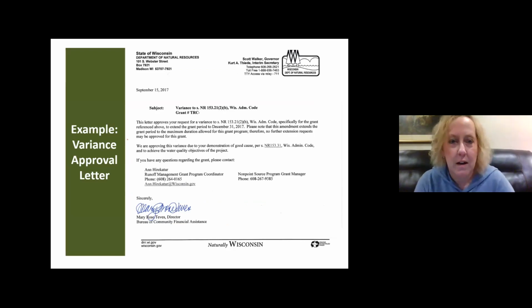This is kind of an old letter. Mary Rose Tevis, our former bureau director, recently retired, and Jim Ritchie is the new CFA Bureau Director. So you'll see Jim Ritchie's name on these letters.